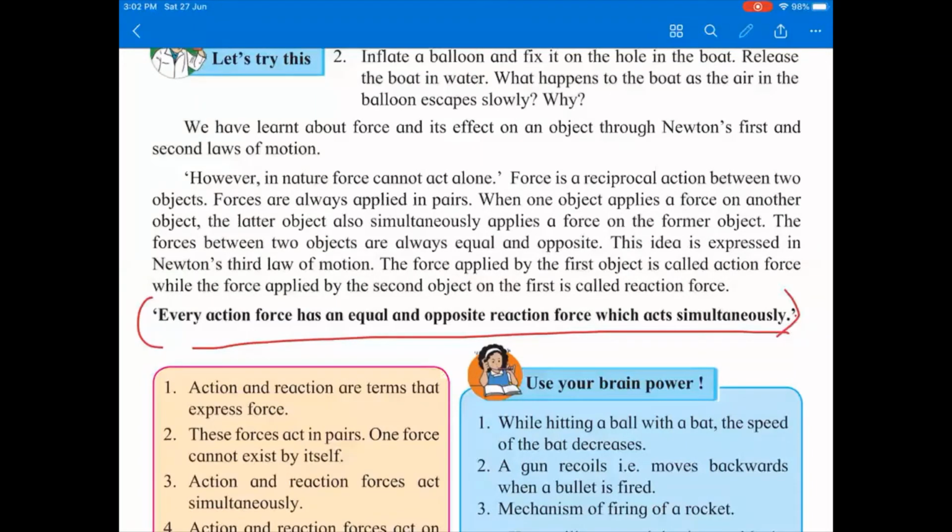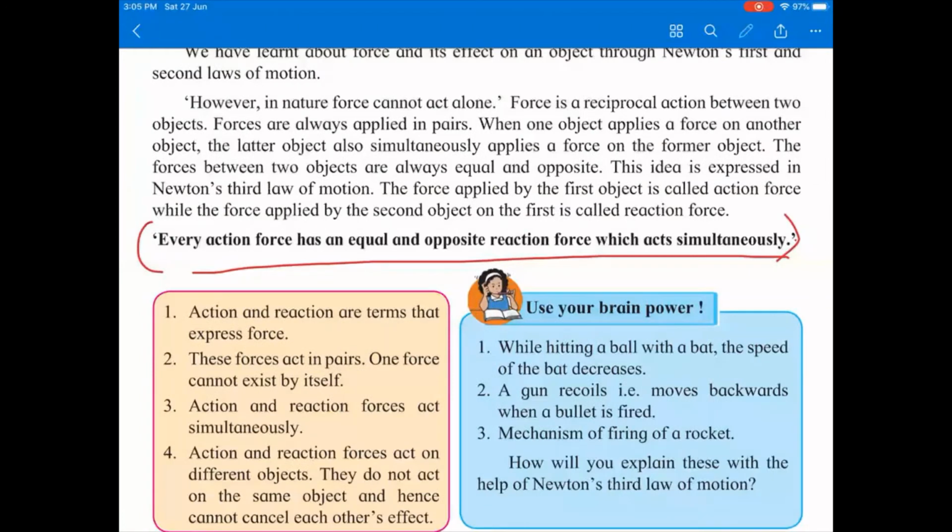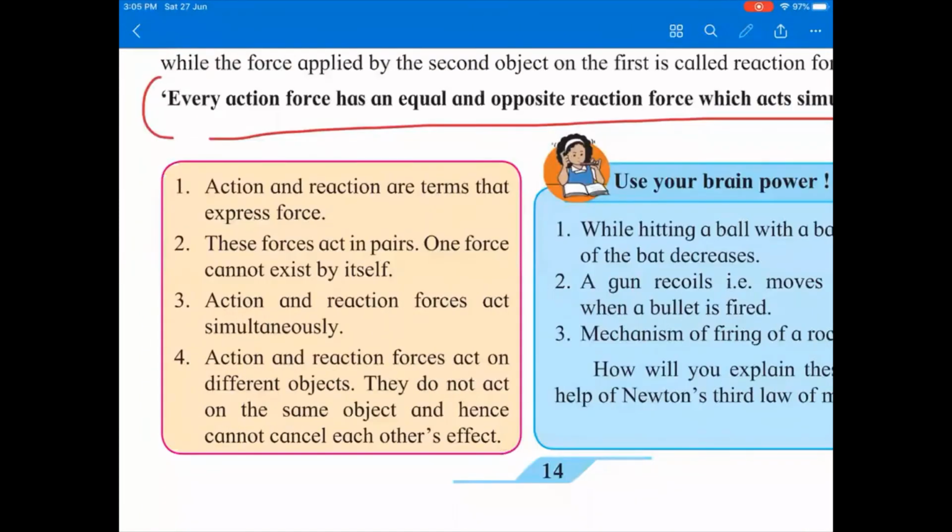So a very important thing you should remember is what is mentioned in this box, extremely important. The important point is that action and reaction are terms that express force. These forces act in pairs. One force cannot exist by itself. What does it mean? It means that only when there is an action force, there will be a reaction force. Okay, that is, they act simultaneously.